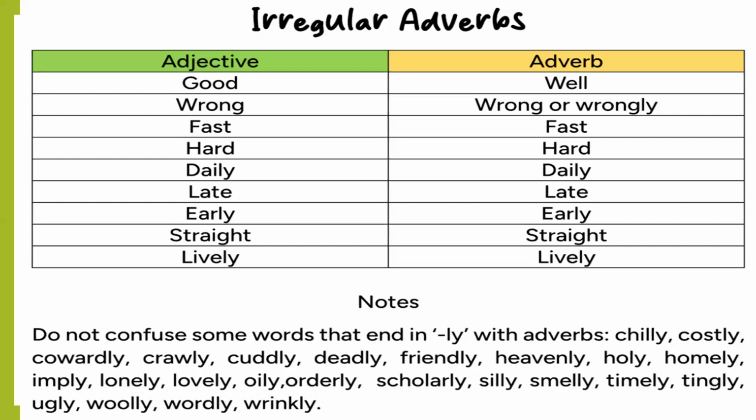Adjectives are good, wrong, fast, hard, daily, late, early, straight, lively. For the adjective good, the adverb is well. Wrong, either wrong or wrongly. Fast, same, fast. Hard, hard. Daily, daily. Late, late. Early, early. Straight, straight. Lively, lively. These points should be noted.